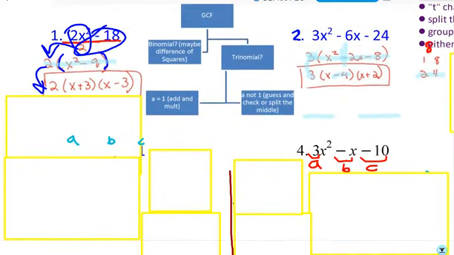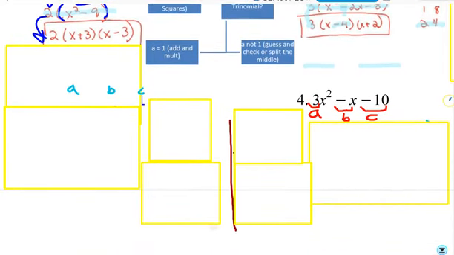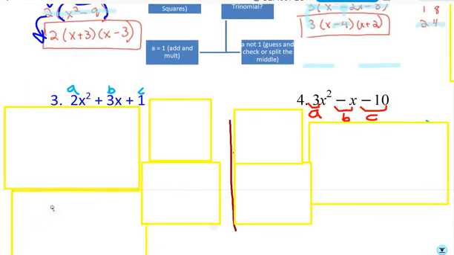For number 3, looks like I covered things up a little weird, but let me start moving some of these boxes out of the way. Here's your equation, 2x squared plus 3x plus 1. This cannot be factored by split the middle because of the 2 in front of x squared. It cannot be factored by GCF. So we are going to use the method in the previous video, factoring when a is not equal to 1.